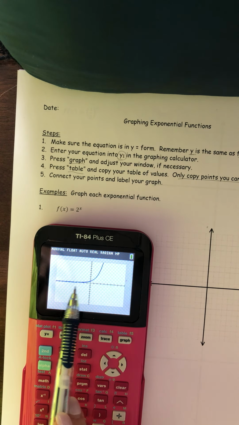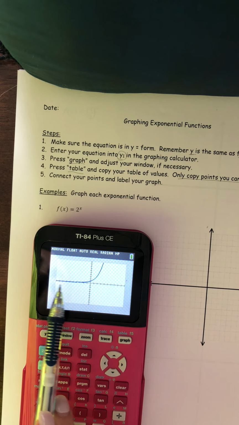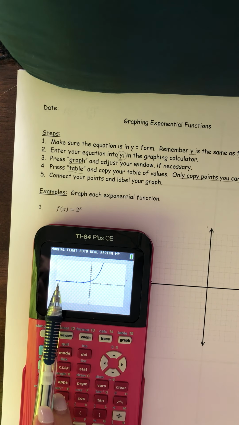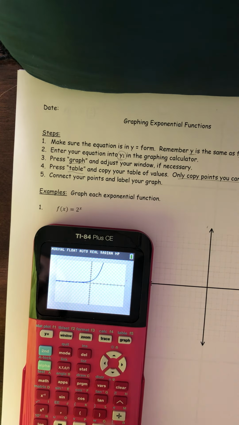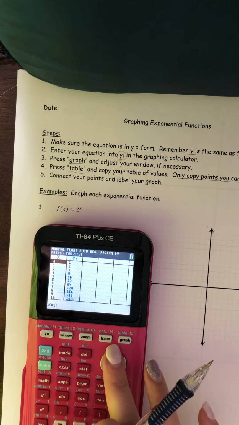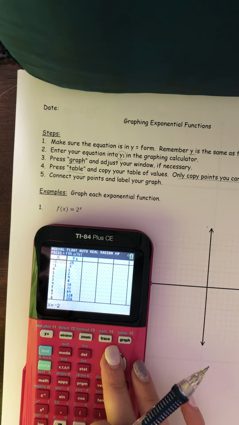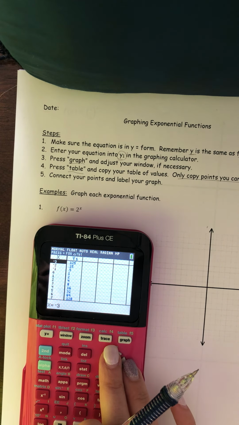The big thing about exponentials that you need to understand is this line never actually touches that x-axis. It gets closer and closer and closer to it, but it never actually touches. So now I'm going to hit second graph to see my table. I'm going to go up to see. Now if you notice, the higher I go up, the more decimals that I get.